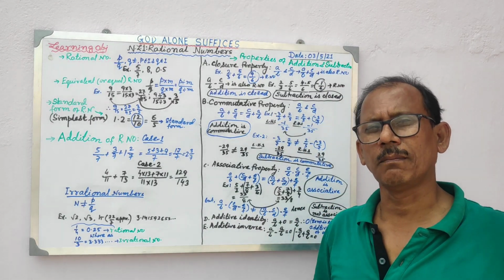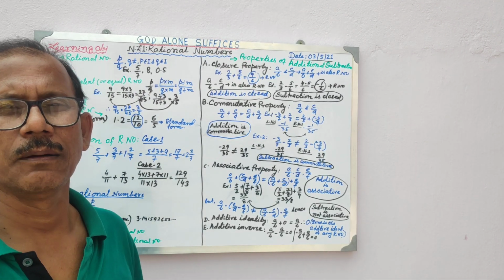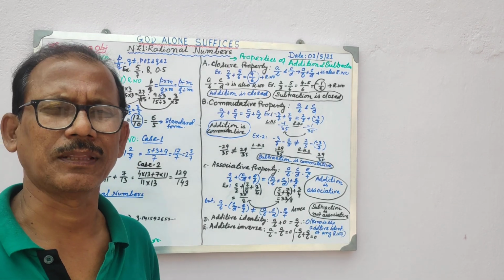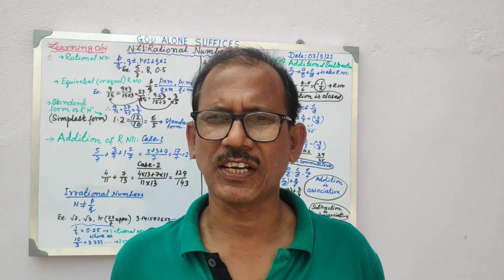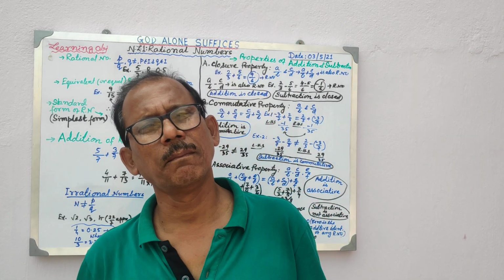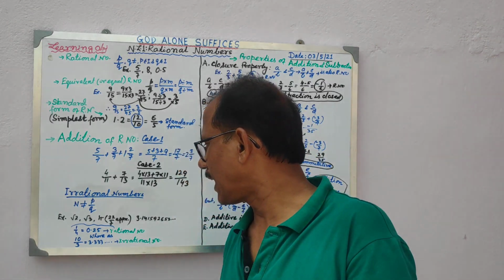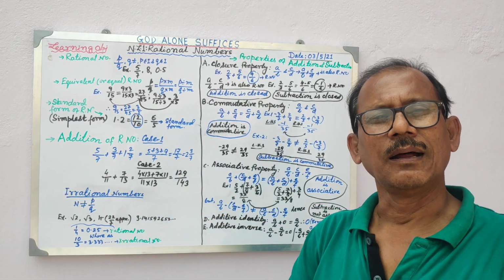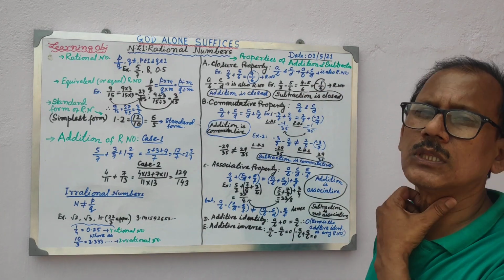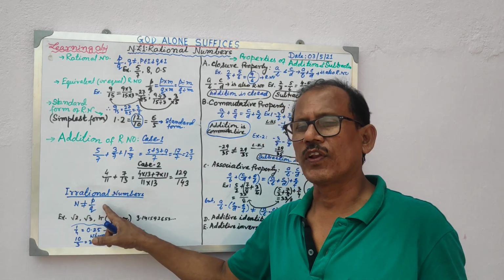Now, what is an irrational number? Rational numbers are any numbers which are formed in P by Q format, where P and Q are both integers but Q is not equal to 0. That means basically all fractions, all decimals and all whole numbers are rational numbers. But what are irrational numbers? That question arises. I will tell you: a number which cannot be framed as P by Q, where P and Q are both integers, but you cannot frame it this way.